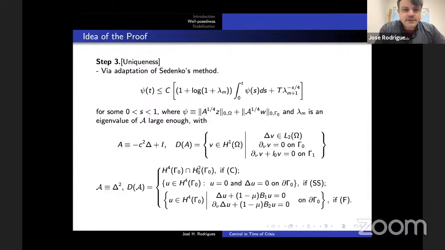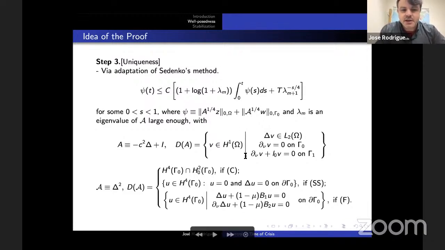Regarding the uniqueness, step 3 would be the uniqueness, and in order to obtain it, we adapt Sedenko's method, which consists of obtaining estimates for the difference of two solutions with the same initial data, but not in the phase space, but in a lower topology. So the main inequality that we want to obtain is the first inequality, in which this psi term is given by the lower topology of the difference of two solutions.